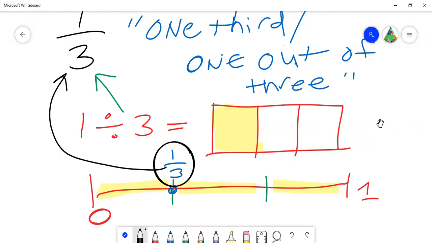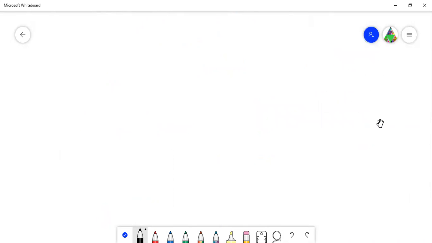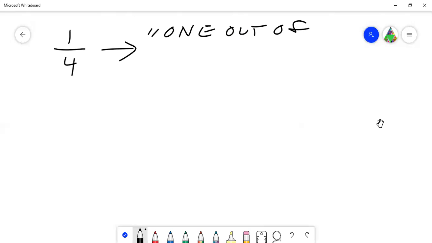So let's play with this. Here we go. Let's clear this off. I'm going to take the fraction 1 out of 4. So let's walk through the whole journey. First, the word form of 1 out of 4. Well, I guess I'm saying it. That's 1 out of 4, which means I can write that as a division problem, 1 being divided by 4.